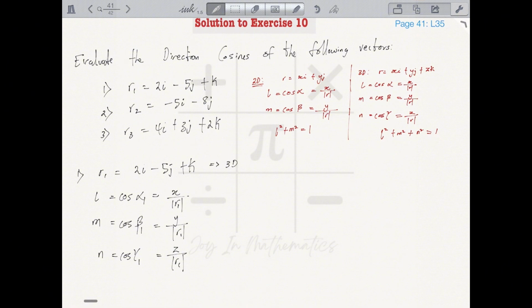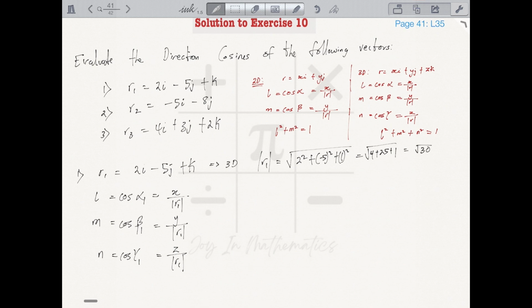Now let's evaluate the modulus of r1. The modulus of r1 is equal to the square root of 2 squared plus minus 5 squared plus 1 squared. This will be equal to the square root of 4 plus 25 plus 1, and this will give us root 30.